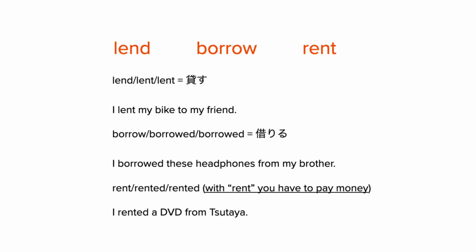Next one, lend, borrow, and rent. Lend, 過去形 and 過去分詞 is lent and lent. Kasu. Example, I lent my bike to my friend.